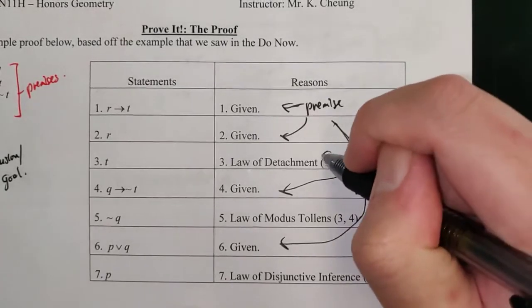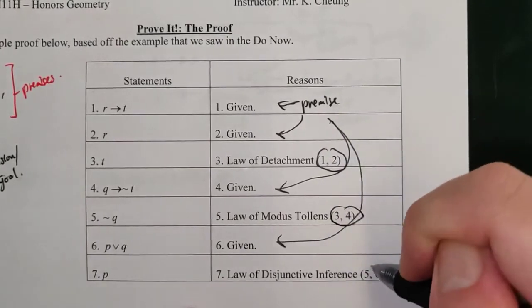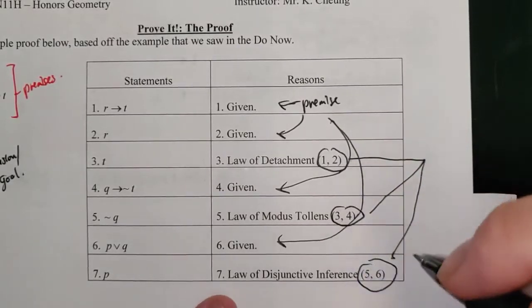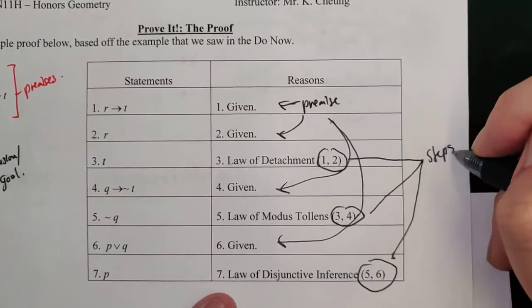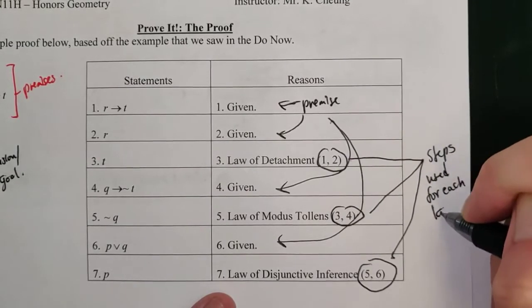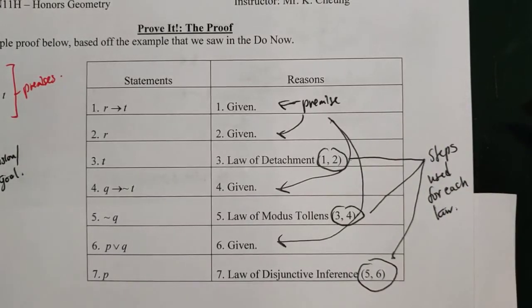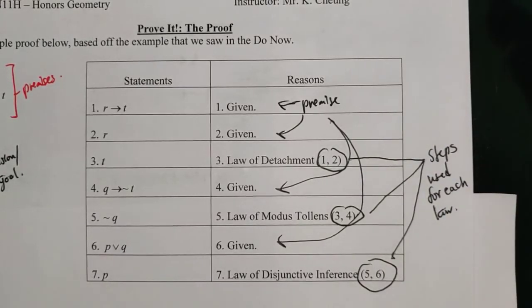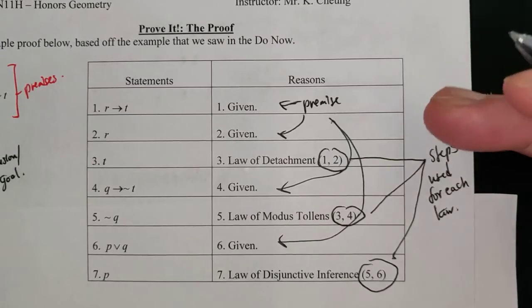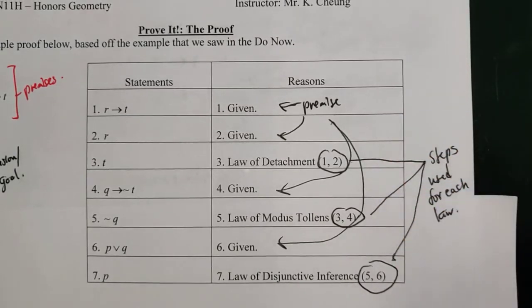You also note that these are labels here: 1, 2, 3, 4, 5, 6. I think it's pretty clear what's going on. These are the steps used for each law. Most of these steps will require two numbers, because most of the laws that we've looked at require two components in order to do anything with them. There are certain laws, like De Morgan's law and contrapositive, that will only require one, in which case you only need one label, but that's okay.